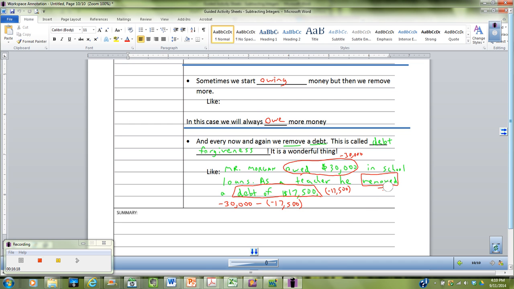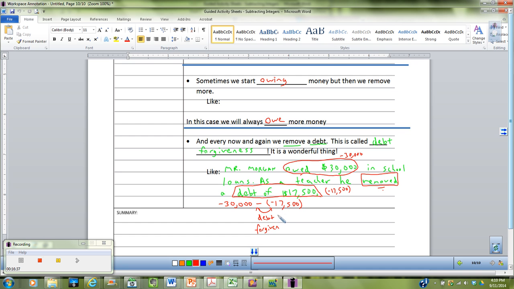So subtracting the negative best represents debt forgiveness. Okay? And we can see debt forgiveness right here. You want to add this in. This lets me know when I remove the debt that my debt was forgiven. My debt was removed. It's like a reversal. Like I had to pay this, but now I don't.